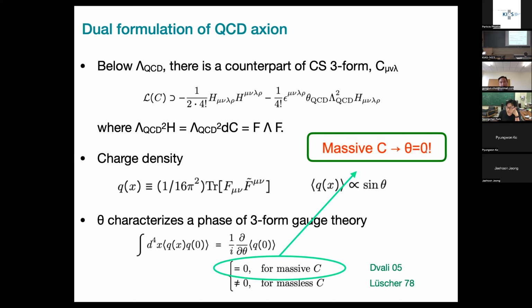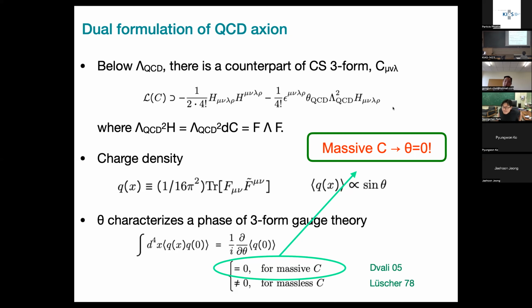So, the mass of C should be less than Lambda QCD, is it right? That's right, because we're describing the theory below Lambda QCD. Then at the colliders, we should have seen those massive Cs. That's a very good question, thanks. That's true if the C has a corresponding particle. But here, this C is a Chern-Simons three-form, and in 1+3 dimensions, the three-form does not have a propagating degree of freedom. So there is no corresponding particle. I see, it carries zero degrees of freedom.